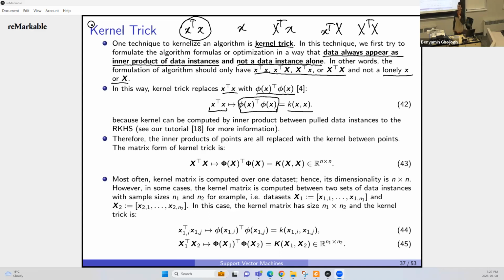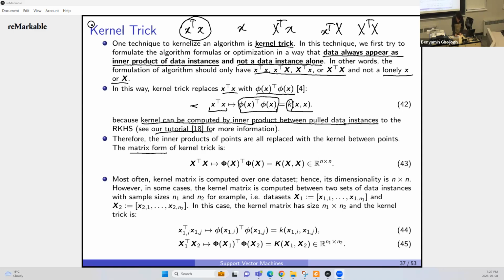That's why usually in kernelization, we don't have phi of X alone. We have phi of X transpose phi of X. And as this term is very important, we name it. We define a function named the kernel function, and we denote it by K of X and X. Because the kernel can be computed by the inner product between the data instances, this is the definition of kernel. See our tutorial for more information. Therefore, the inner products of points are all replaced with the kernel between points.